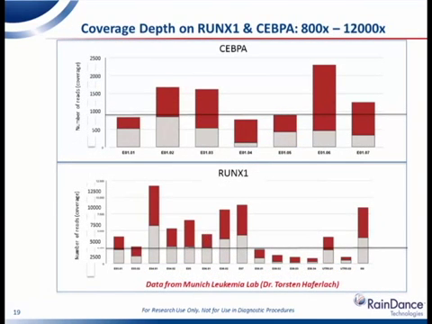The data on this slide was provided to us by Dr. Torsten Haverlock at the Munich Leukemia Laboratory. The 2 panels in this slide show the sequencing reads obtained for genes CEBPA and RUNX1. Each bar represents the sequencing reads for single amplicons for each set of amplicons for each gene. The red and gray portions of each bar represent the forward and reverse reads, and the black line represents the average reads per amplicon for the set of amplicons for each gene.